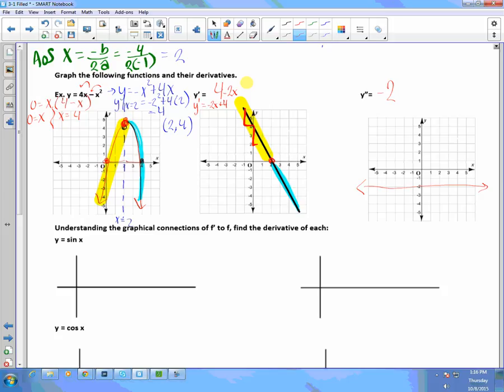Down 2 over 1, down 2 over 1, down 2 over 1. Since it is constant, that's why our graph is flat, because the slope always equals negative 2. And is y prime decreasing or increasing? Decreasing, because the slope is negative, hence why this is underneath the x-axis. Okay, is that clear?